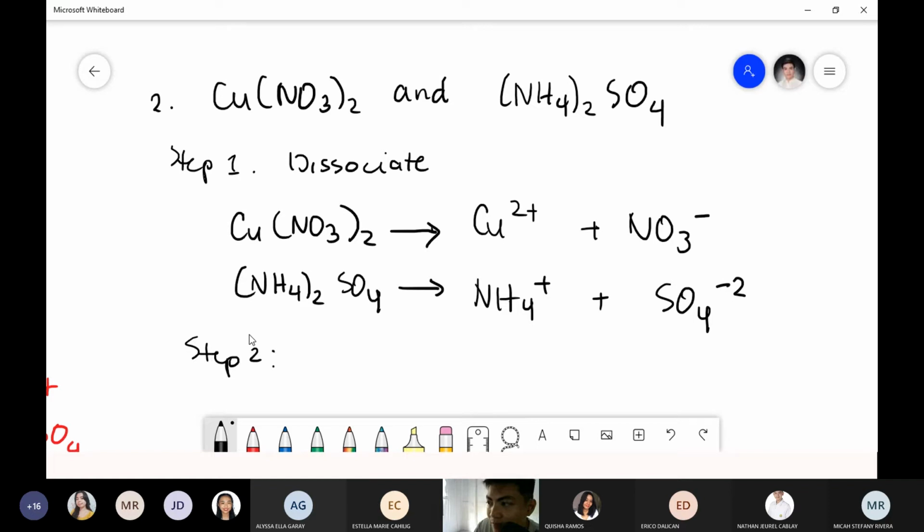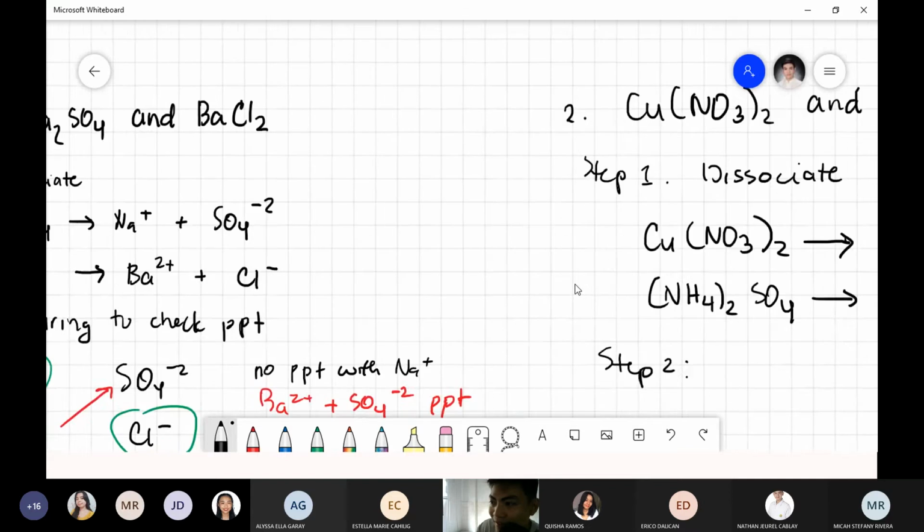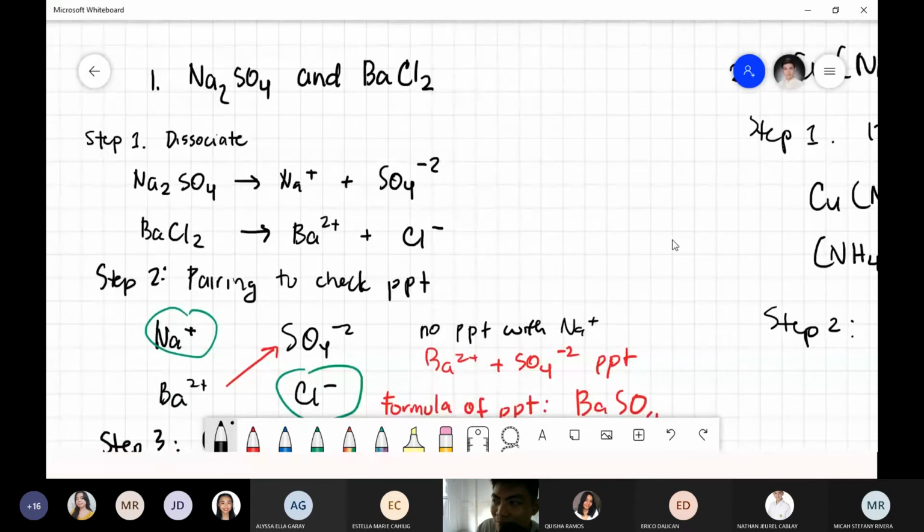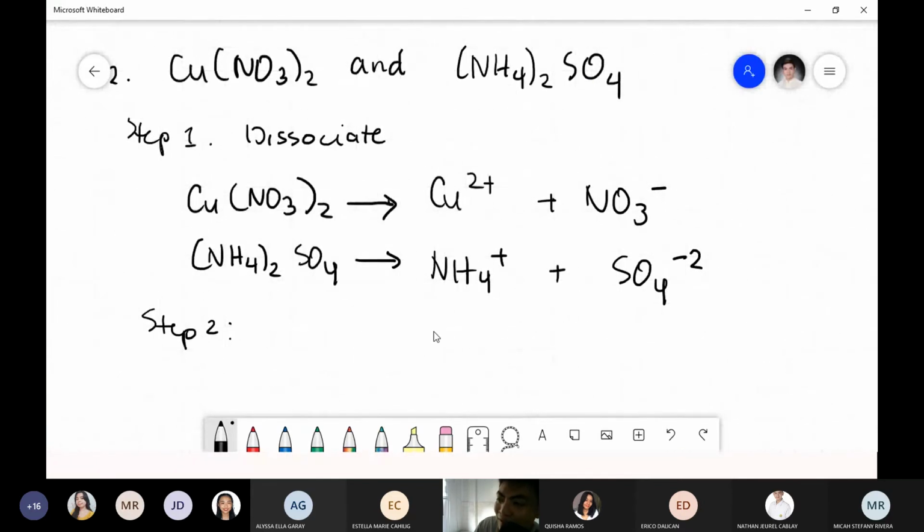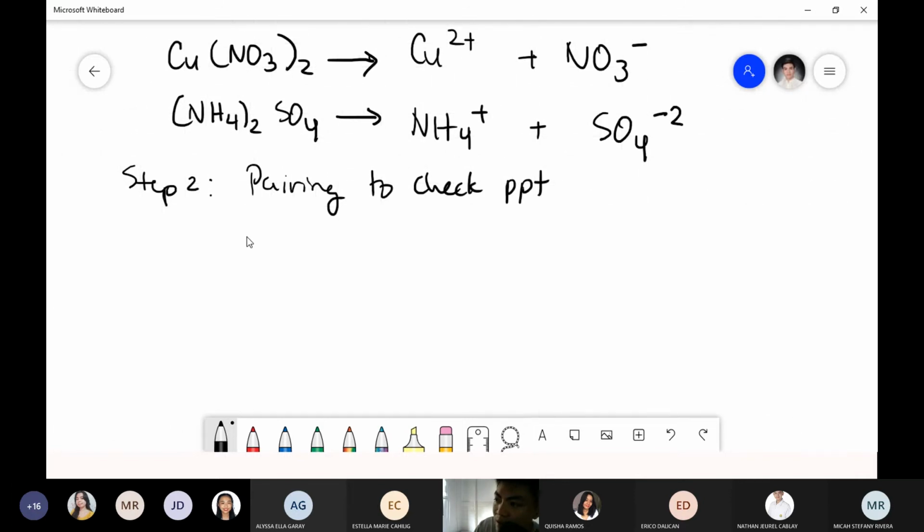Next step. Di ba, medyo bumibilis na tayo. Basta marunong kayo mag-crisscross sa isip. Kailangan marunong kayo mag-ganon. Isang tingin lang, alam nyo na. Next step. Ano yung next step natin? Ano ba sinulat ko dito? Pairing to check precipitate. Okay, so let's do it. And just copy the ions again. Copy ko lang ulit.